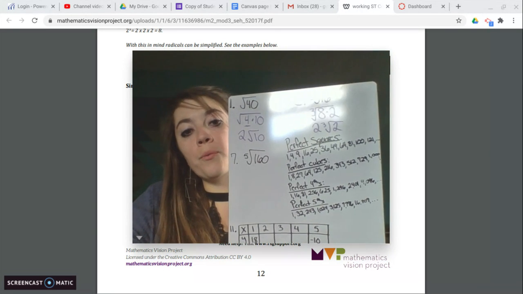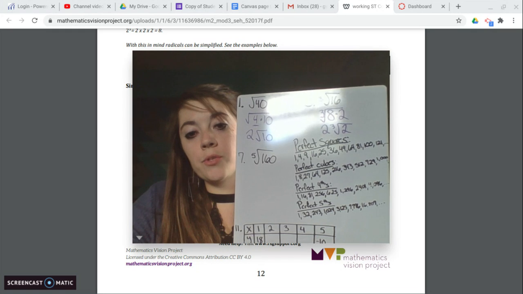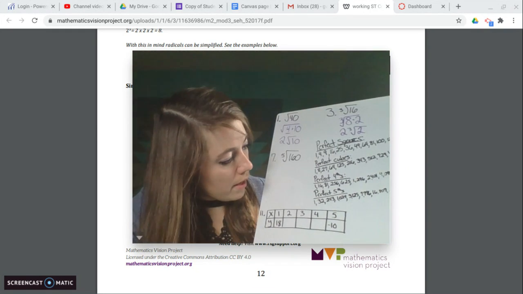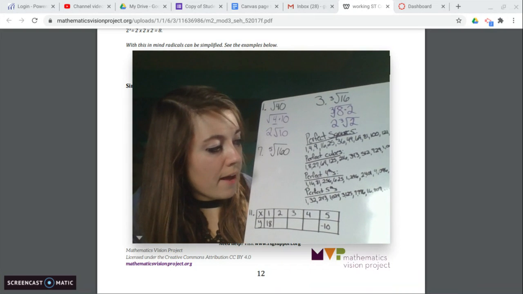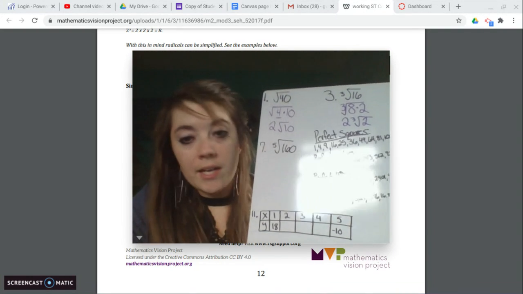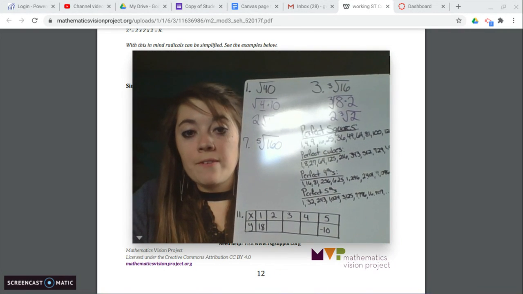All right, so we're looking at perfect fifths. So we have 1, 32, 243, 1,024, 3,125, 7,776, 16,807. So those are just a few of the perfect fifths.